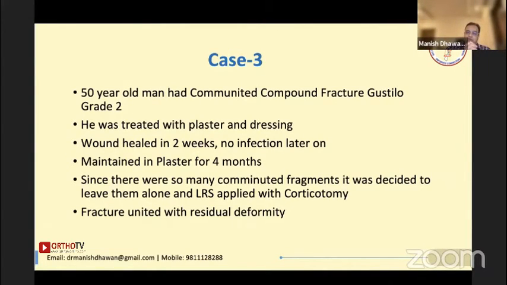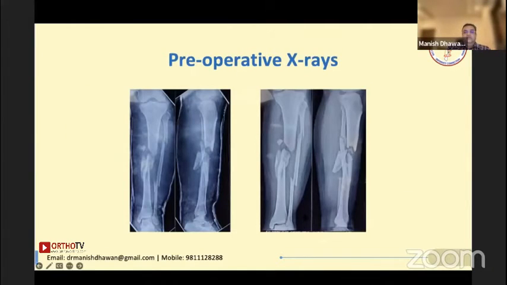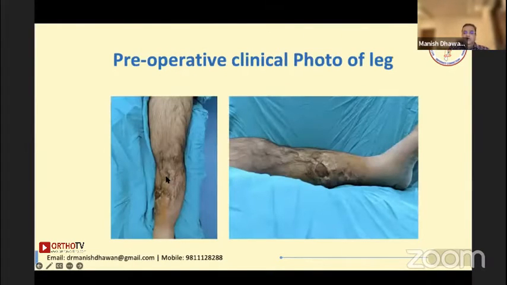So he was referred to me, and now this was the situation. There was no infection and you see the multiple pieces lying, and it is very difficult to fix this with a plate, because if you go inside you will devitalize these fragments. When I removed the plaster, there was a kind of deep dermal area of defect, but there was no infection at all.